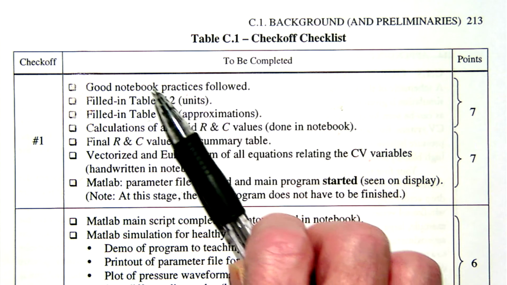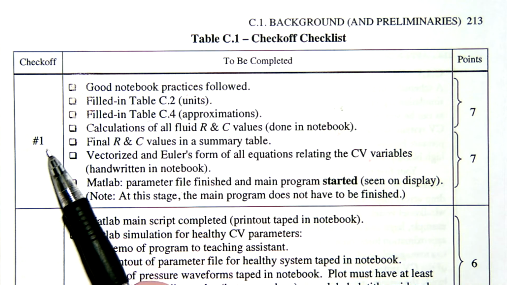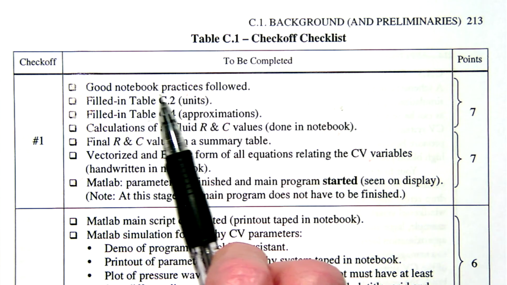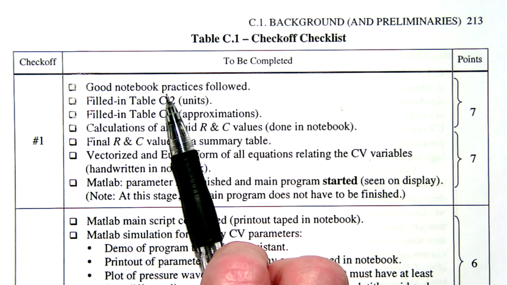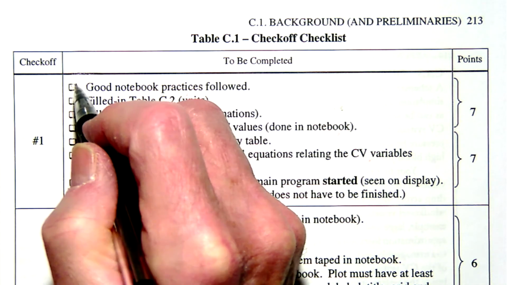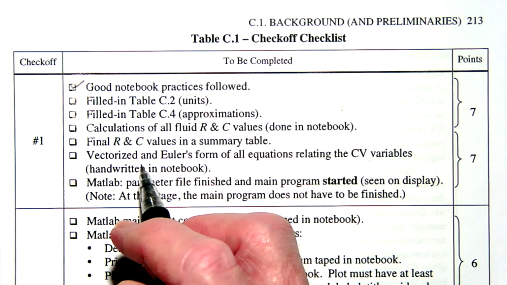Well, let's start with this checklist, which is found in the major project in the appendix of the textbook, which lists all of the items that need to be completed to complete checkoff number 1 of the major project. Starting first with good notebook practices. Well, we aren't keeping a notebook this year, so I'll assume that if you have turned in your worksheets on time and in good order, that we have completed that task.